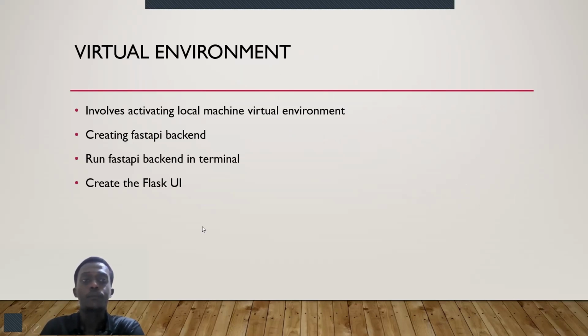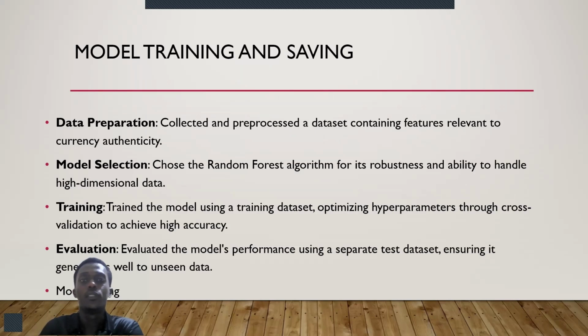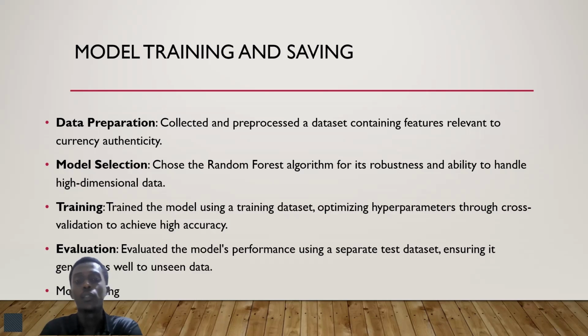So we started off with model training and saving. Using our dataset, we're able to understand and come up with these features that will be used to distinguish or classify images depending on whether they're actually fake or real currency notes. Then after that, we normalized and preprocessed the data. And with the very same data, we developed models.